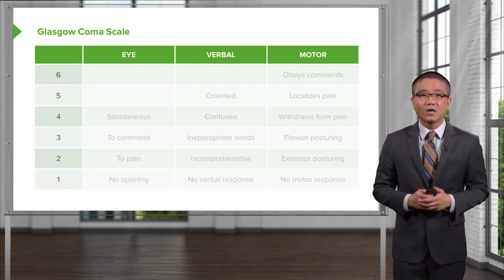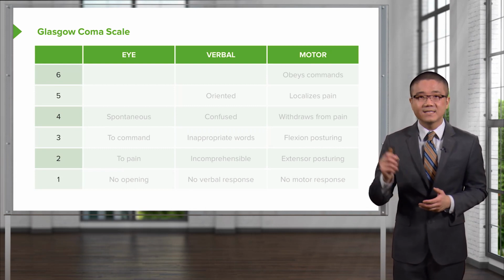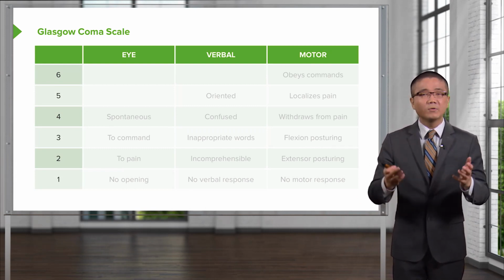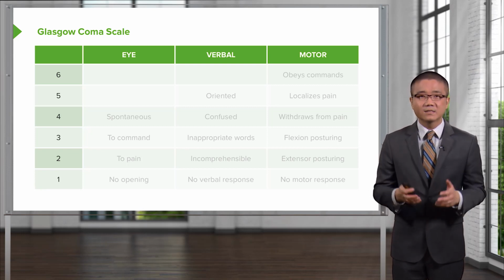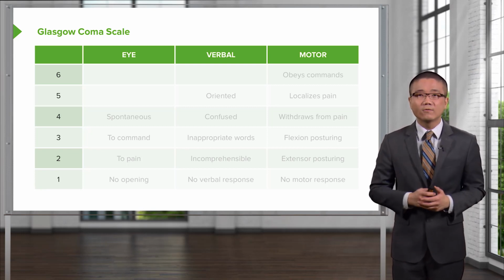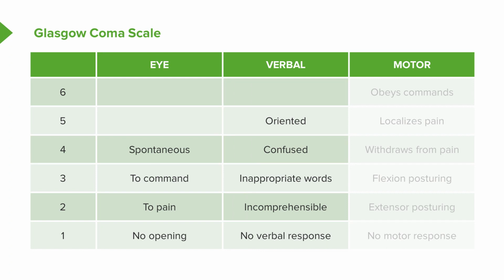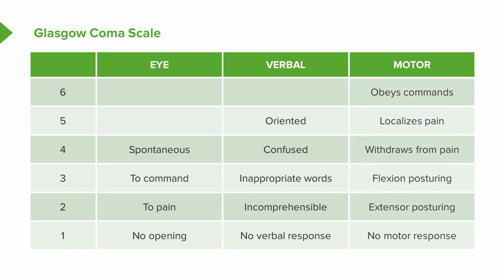Glasgow Coma Scales are scored from a minimum of 1 to a maximum of 6 points. We assign the best exam finding. Remember, the best exam finding. When presented on an examination with the question of what is the GCS score, always look for the best exam finding. The eye exam is listed from 1 to 4, the verbal examination is listed from 1 to 5, and the motor exam is listed from 1 to 6.